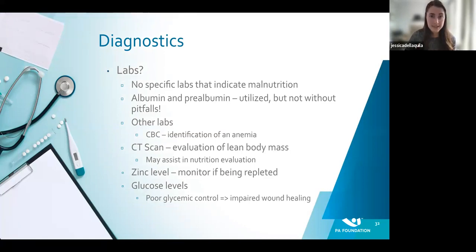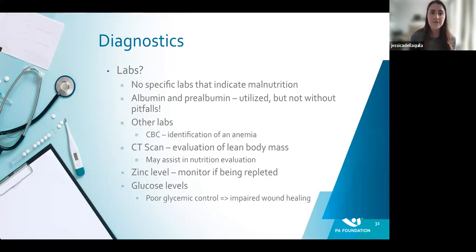A CBC is always important because it can clue us in about an anemia that's developing, which we can typically see with malnourishment, especially if we get into microcytic anemias. We could maybe have B12 deficiencies, folate deficiencies. A CT scan is part of the diagnostic tool set. However, I don't see it used as much in clinical practice because, to be honest, you can usually evaluate lean body mass loss on your physical exam.